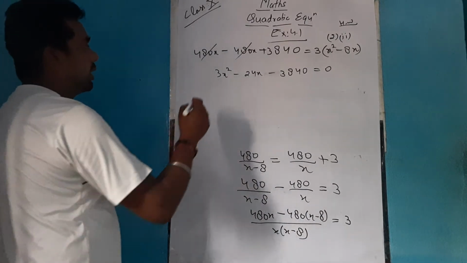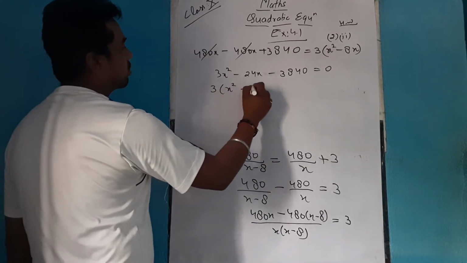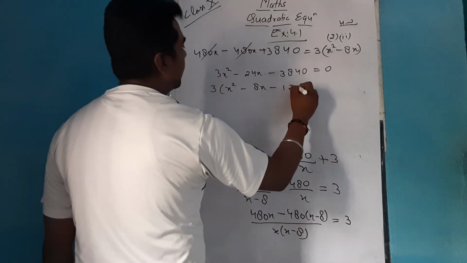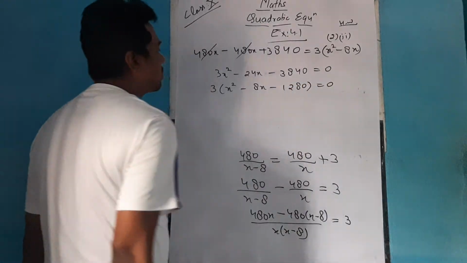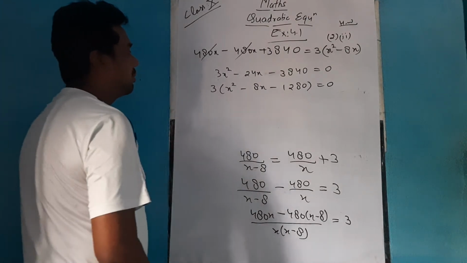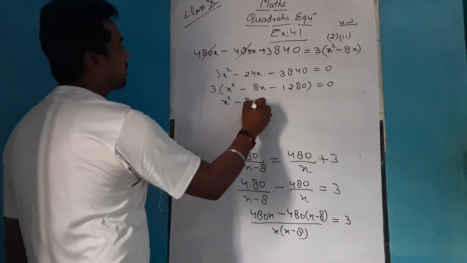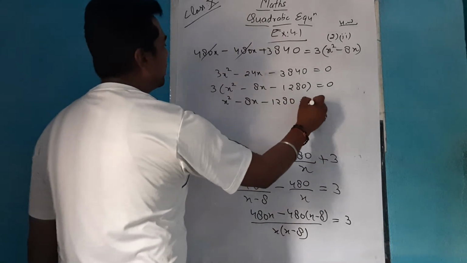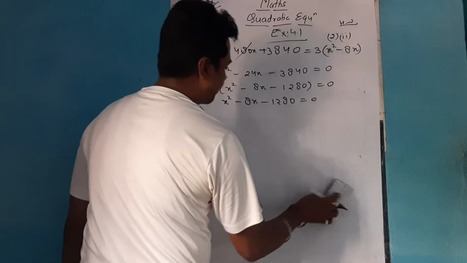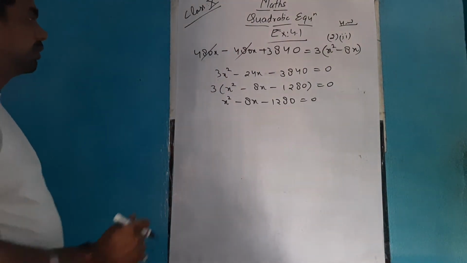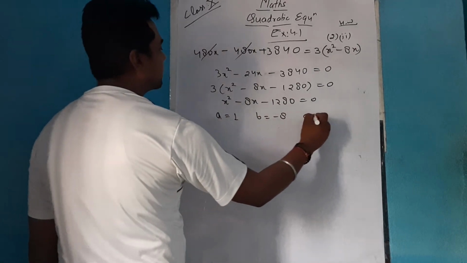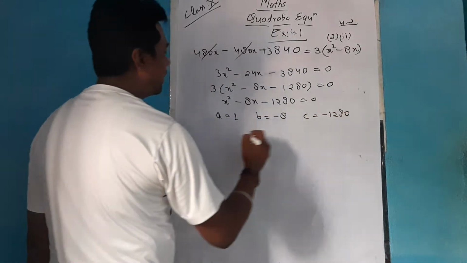We see that 3 could be taken out as common, that becomes x square minus 8x minus 1280 equals 0. So our equation now becomes x square minus 8x minus 1280 equals 0. So this is our required quadratic equation. Now we will get the value of d first. So a is 1, b is minus 8 and c is minus 1280.